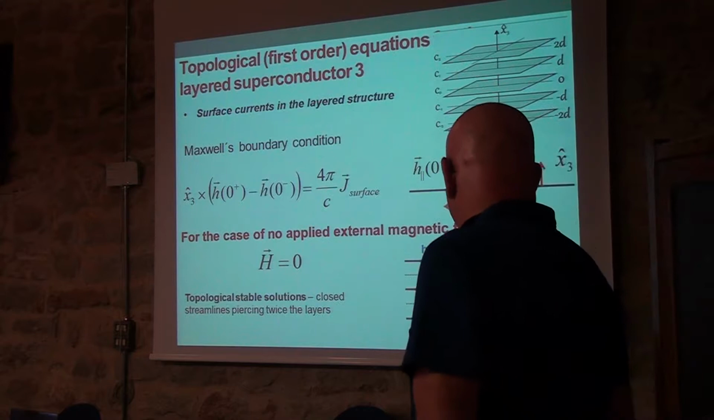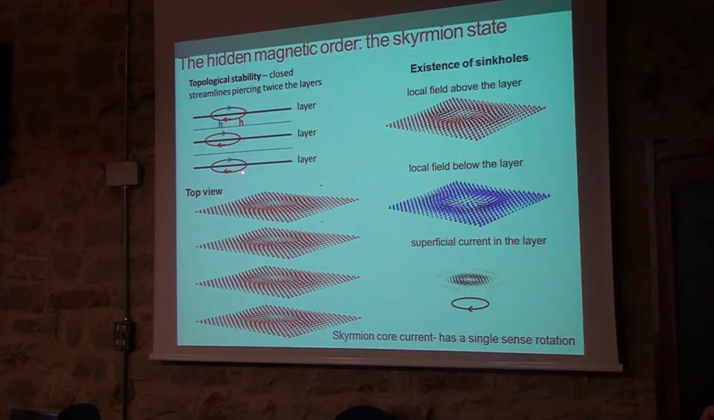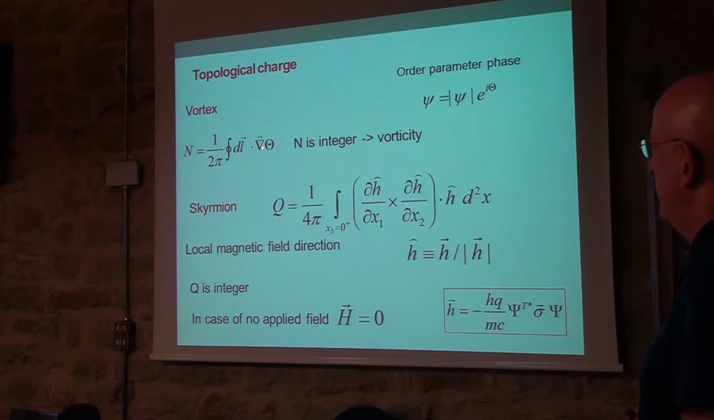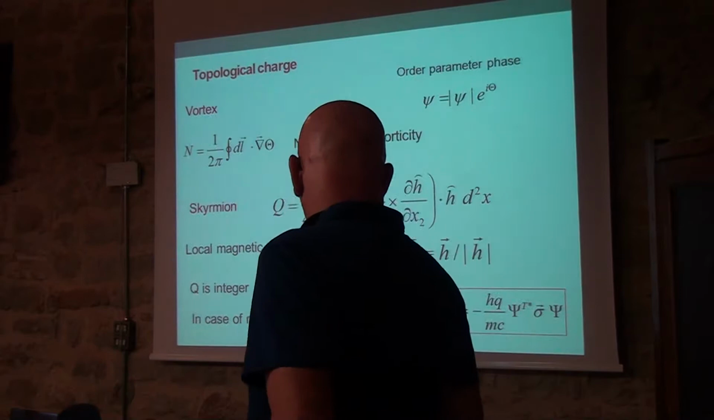So what are the skyrmions, graphically speaking? They are solutions where you have some cores with the magnetic field penetrating on top and exiting below, and some kind of circulating currents around them. So these are the skyrmions. Vortices would be counted by the phase of the order parameter, but the skyrmions are counted by this quantity, where h hat is the direction of the magnetic field integrated on the plane, the magnetic field being given by this expression here.